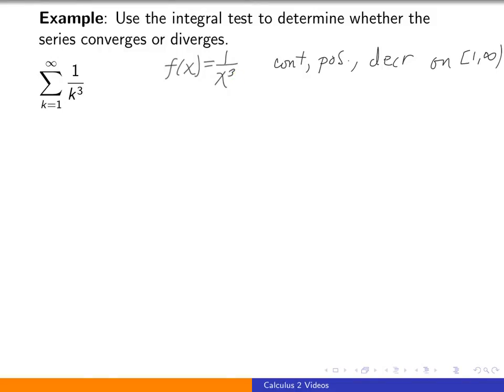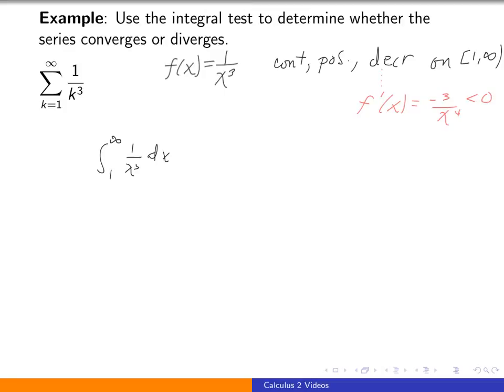Or maybe a bit less intuitively, you can think in terms of calculus. If you were to calculate f prime of x, that would be minus 3 over x to the 4th, which is always negative. And if the first derivative is negative, that implies the function is decreasing. So at this point, we have that the hypotheses of the integral test are satisfied, so we can apply the integral test. And the integral test tells us that to determine the convergence or divergence of the series, we look at the associated improper integral. So we would like to evaluate the integral from 1 to infinity of 1 over x cubed.